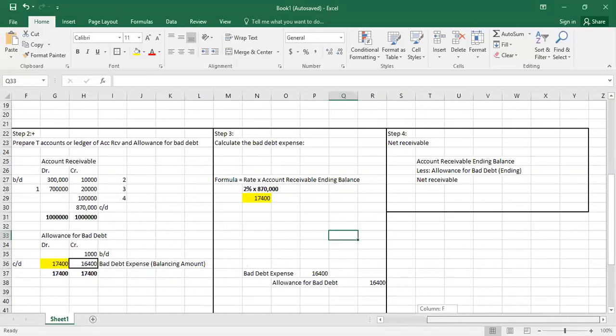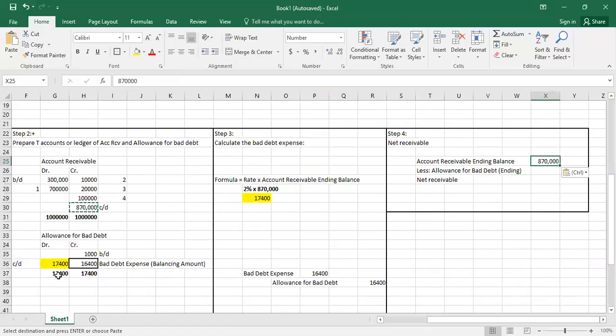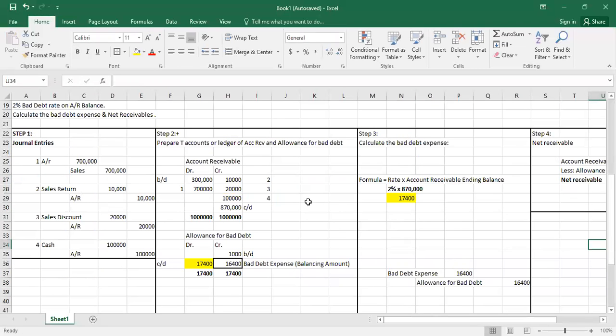All right, if we have to do our step 4, then the ending balance is 8,70,000, and here is 17,400. So we just subtract them: 8,70,000 minus 17,400. So the account net receivable is 8,52,600.